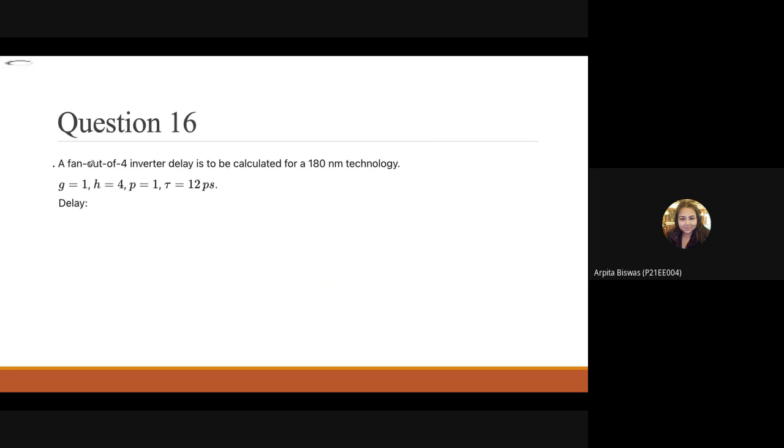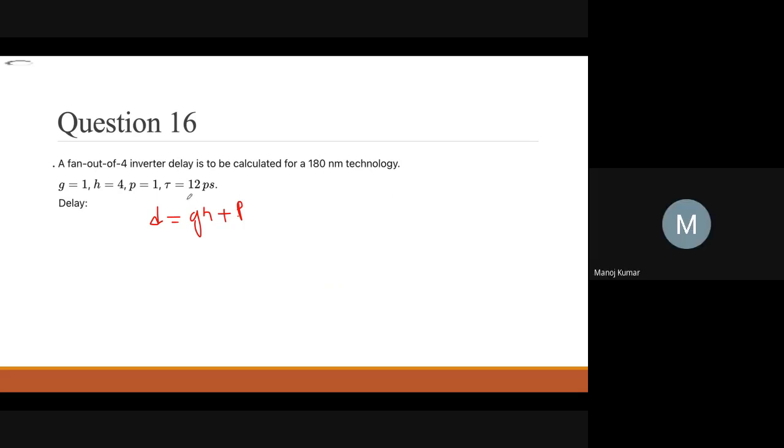This is question number 16. A fan out of 4 inverter delay is to be calculated for a 180 nanometer technology. G is given, H is given, P is given, and tau is also given. So how to calculate the delay? We have already solved this. Delay D is equal to G into H into P. And the total delay, how to calculate? Just multiply with this tau.